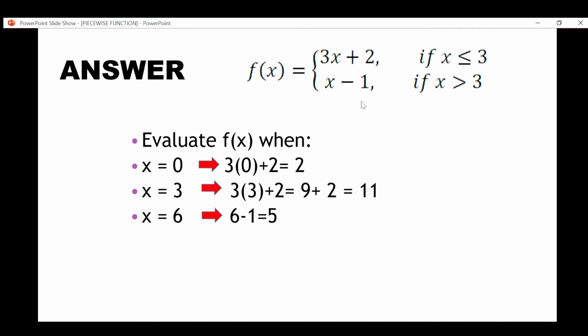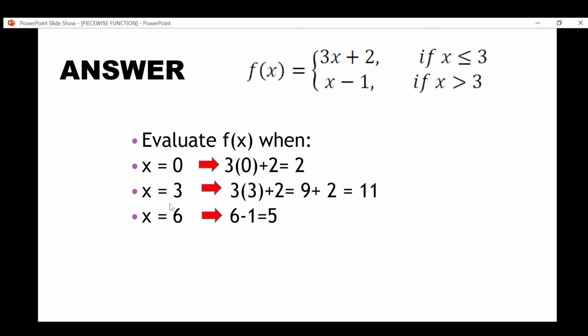Okay, so the answer is, for the first one, x equals 0. So, where will our interval fall? In the first one or in the second one? Since 0 is less than or equal to 3, we will use this function for letter A. So, 3 times 0, substituting, plus 2, and then simplify. Okay, so the answer is 2.